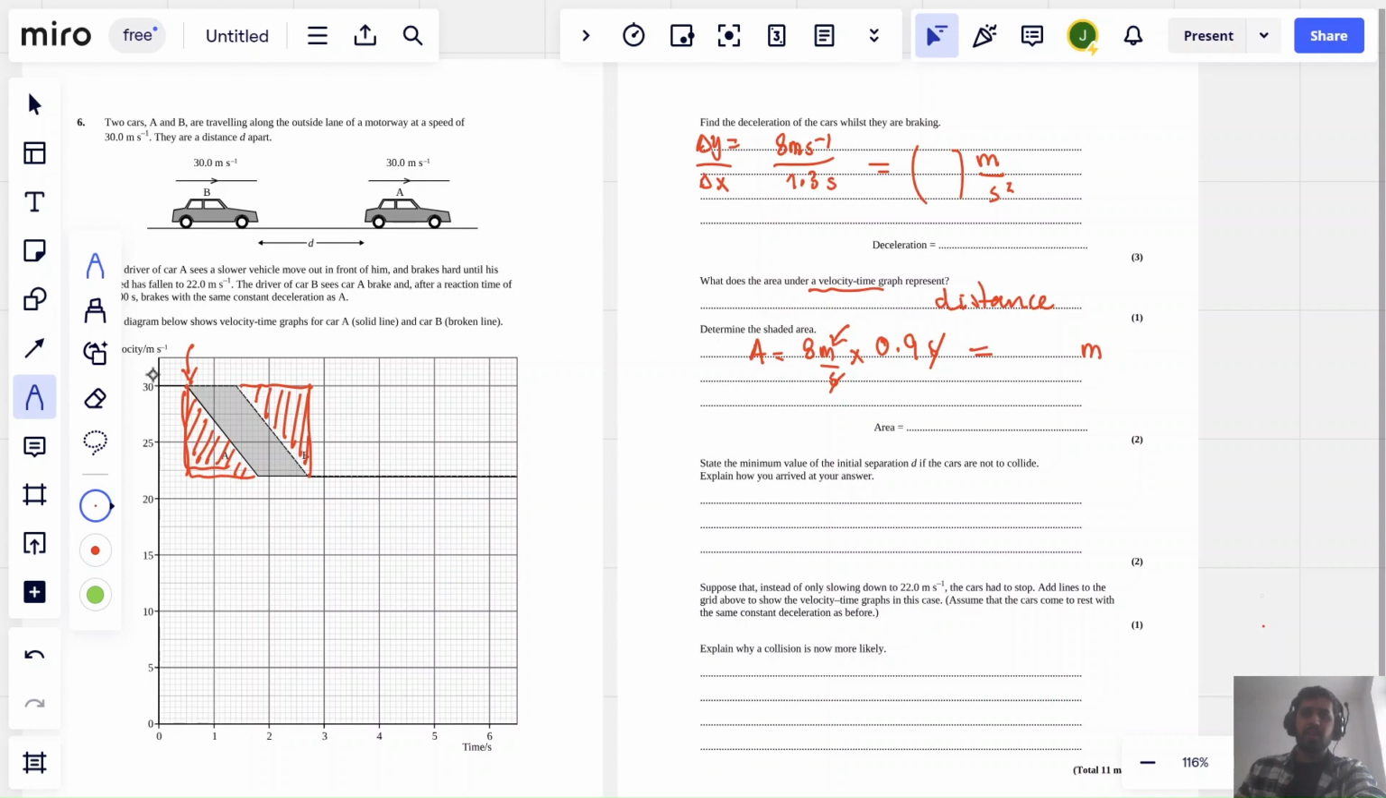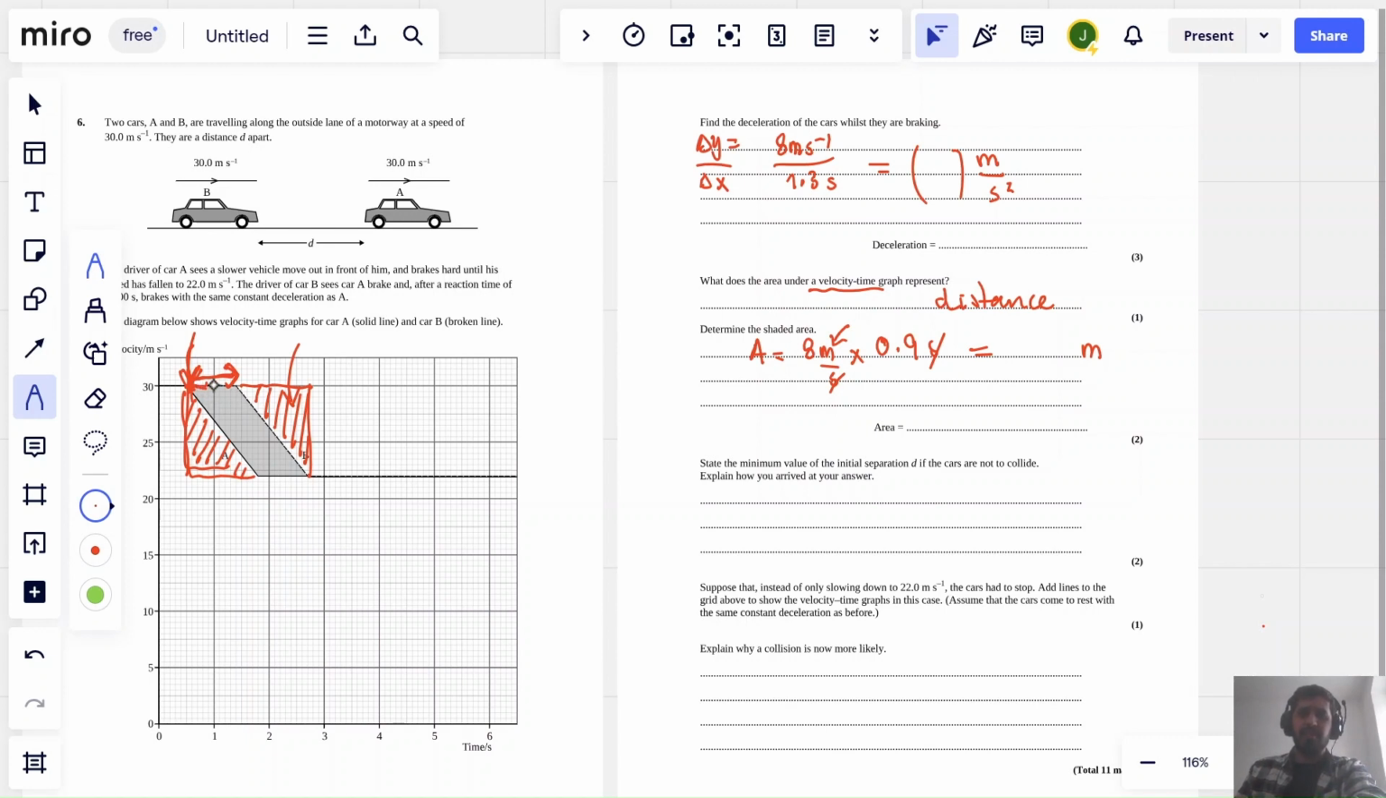Since the initial speed for both cars was the same and both have the same deceleration, you can see that this area and this area are also the same, right? The distance that both cars will travel while they are applying brakes is the same. So the cars will not get closer or farther from each other while they are applying brakes. The cars will get close to each other because of this extra distance that B has traveled before applying brakes, right?